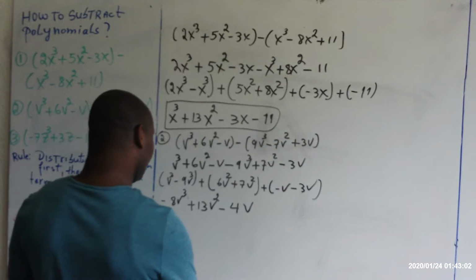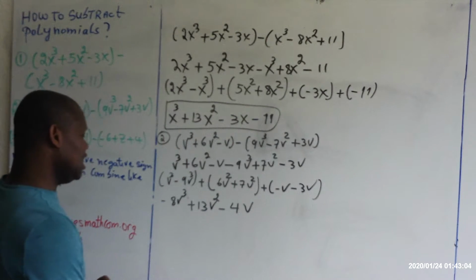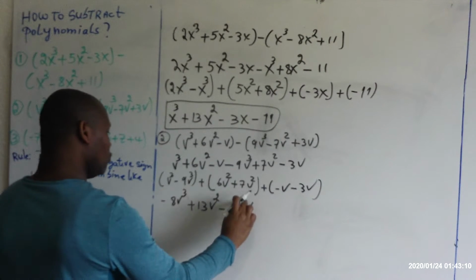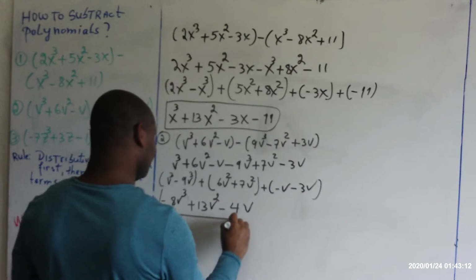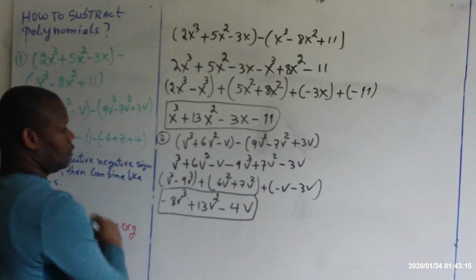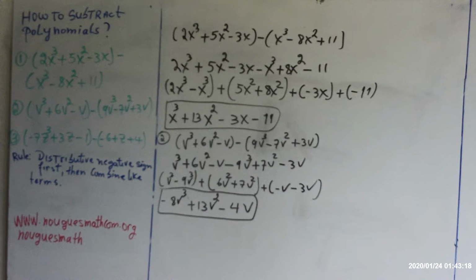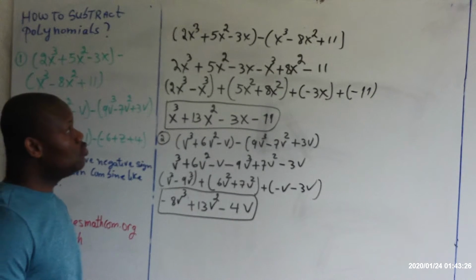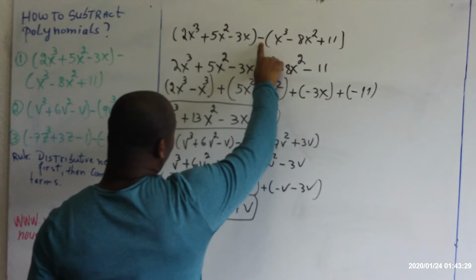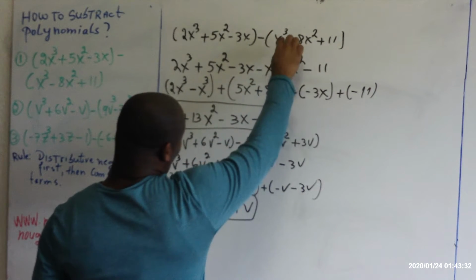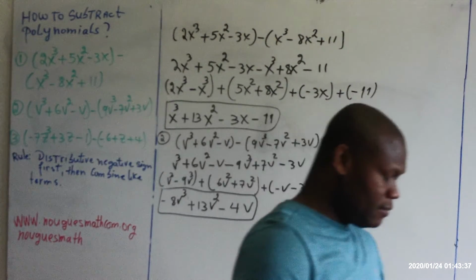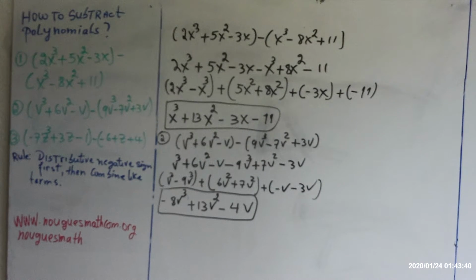Alright, let's see if our polynomial is in descending order. Sure, it's in descending order. We have 3, 2, 1. Okay, that's it. Very good. Subtraction of polynomials is pretty much easy if you know how to distribute the negative sign. That means you multiply the negative sign to each term inside the parentheses. That's the only thing that gives trouble to the problem, but if you know to do that, it's going to be easy.